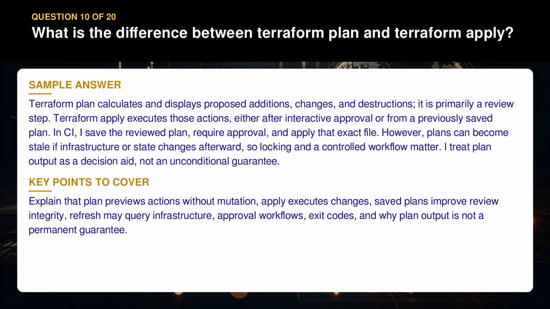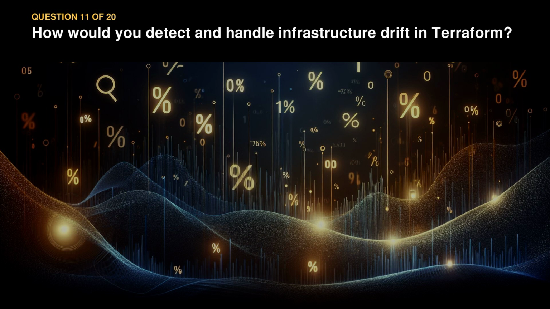Explain that plan previews actions without mutation, apply executes changes, saved plans improve review integrity, refresh may query infrastructure, approval workflows, exit codes, and why plan output is not a permanent guarantee. Question 11. How would you detect and handle infrastructure drift in Terraform?